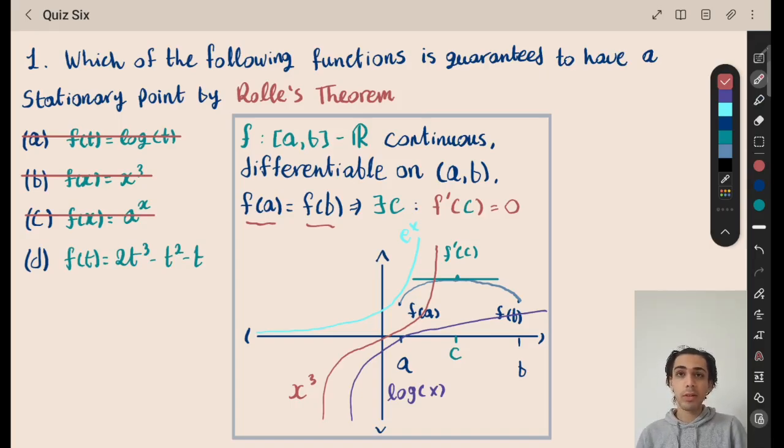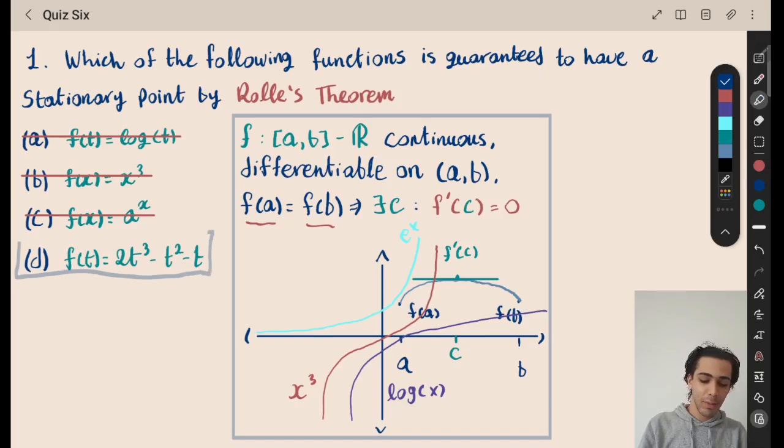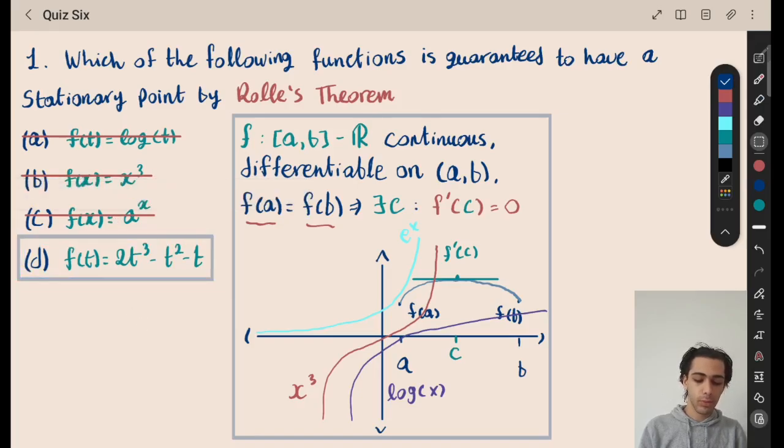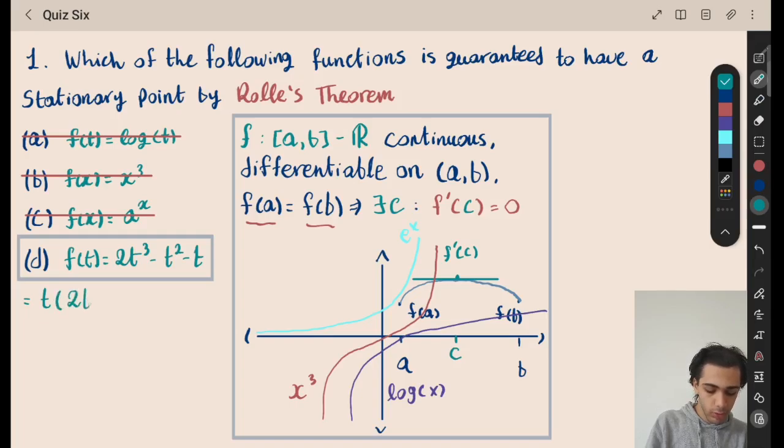Okay, so we know our answer. Are we done? Well, in the exam, yes. This will be your answer. But let's do even more analysis and actually check that this is going to be true. So the first thing that's interesting about this function is that I can factorize it as follows. You get 2t squared minus t minus 1.